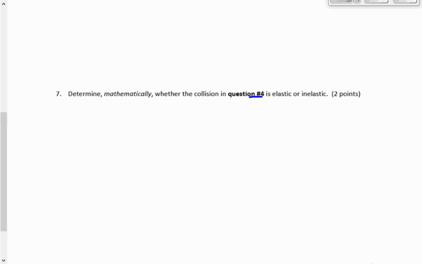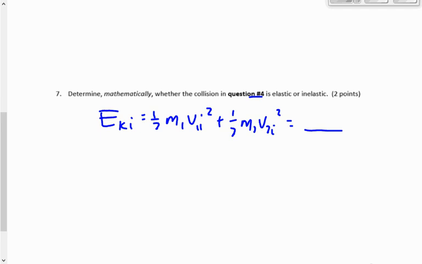But in the end, if you did the right thing, you got full marks for this, 2 out of 2. We would say E_K initial equals 1/2 m1 v1i squared plus 1/2 m2 v2i squared, if there were two objects, right? We sub in our numbers, we get an initial kinetic energy.